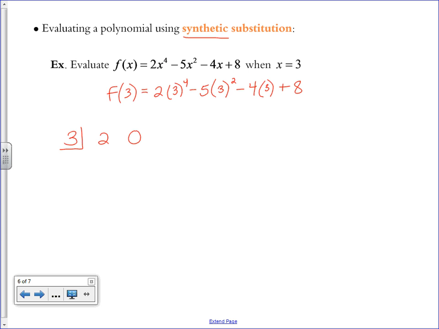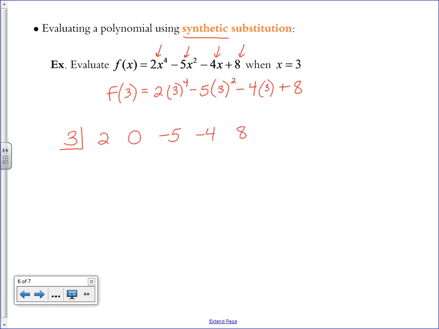We show 0, because there is a 0x to the third term that's missing after the x to the fourth term. Our next term is x to the second power, so we're going to include that coefficient. Our next term is the x with a power of 1. We include that coefficient. And then our last term is 8. So notice where I got all those numbers from, right? Those are just coefficients from my original polynomial: 2, the 0 that was skipped over for x to the third, the -5, the -4, and the 8.